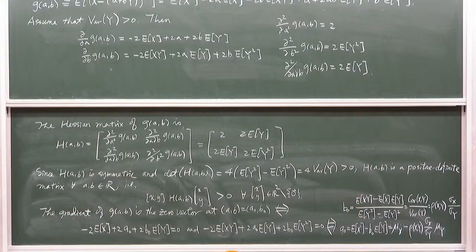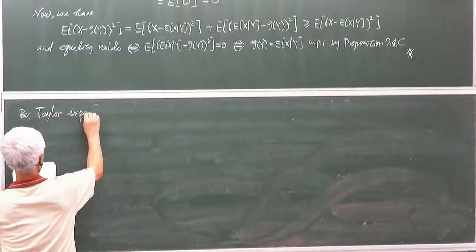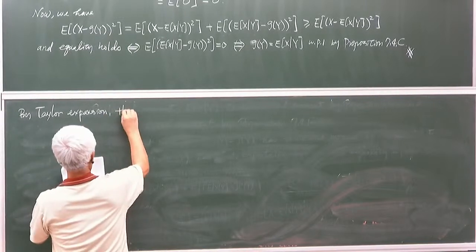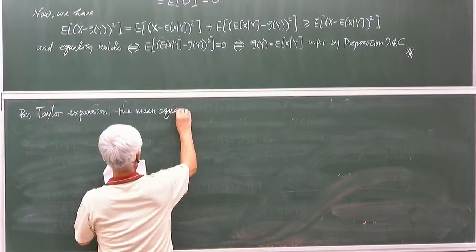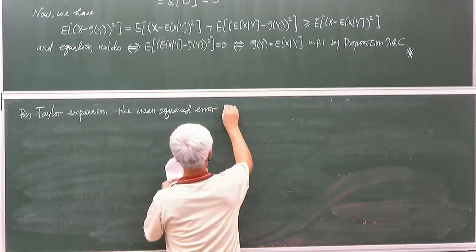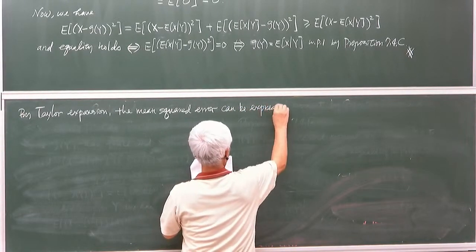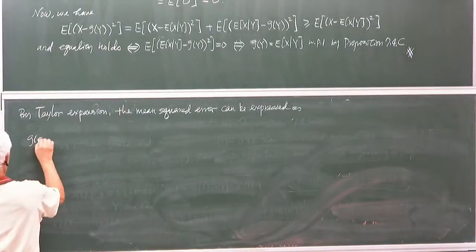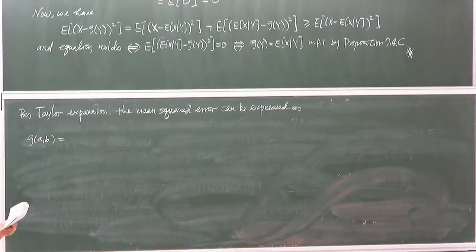Now, by Taylor expansion, the mean square error can be expressed as here, the G of A, B. So we expand this mean square error function because it's a quadratic function. We can expand it about the point A0 and B0.